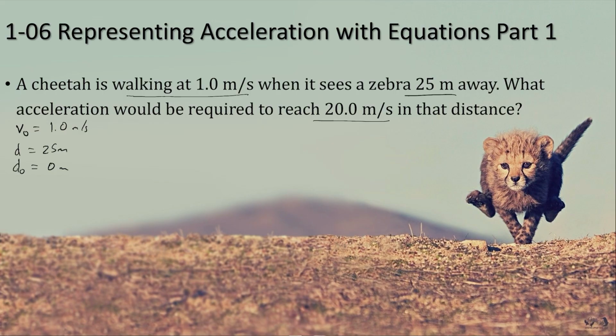We're going to accelerate until we reach that speed, so that would be our final speed, or final velocity. And we're looking for what acceleration? So we don't have time here, so I need to pick one of the formulas that doesn't have time. So that's probably v squared equals v0 squared plus 2a (d minus d0). Fill in what we know.